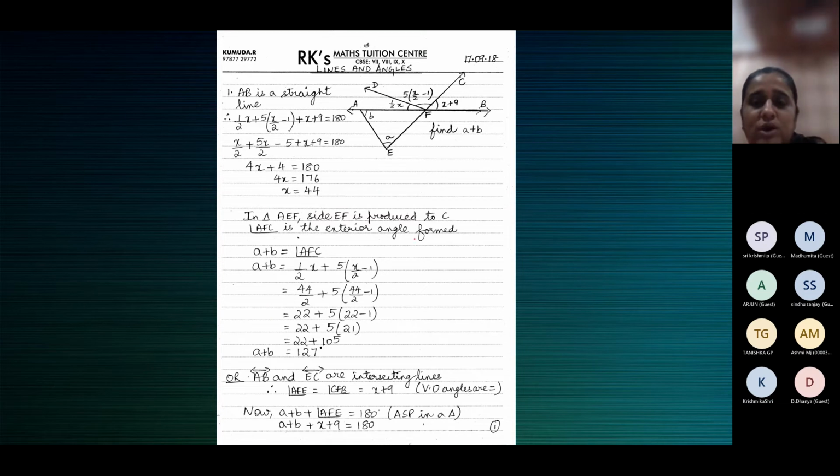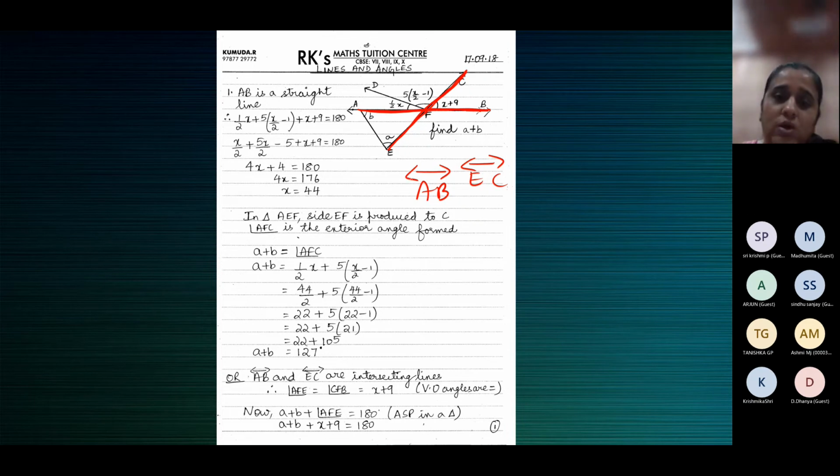So you can see here line AB. What do you understand by the symbol, children? Line EC. Now see here, AB and EC are two intersecting lines. So you know that when two lines intersect at a point, vertically opposite angles are equal. See, these two angles are equal.